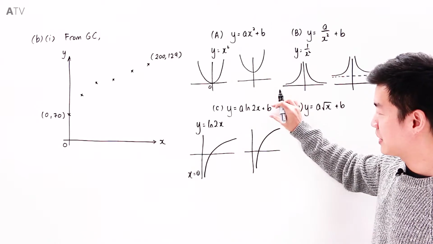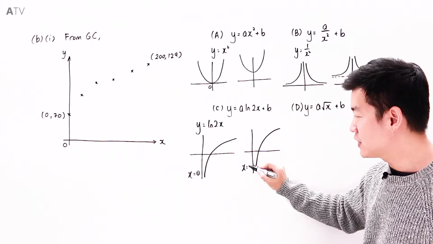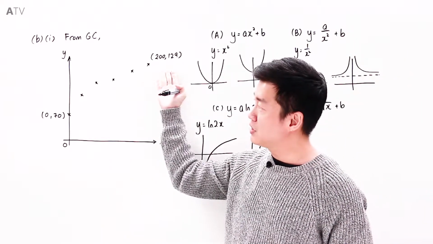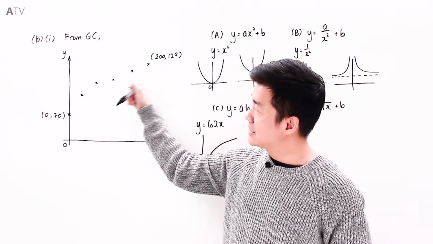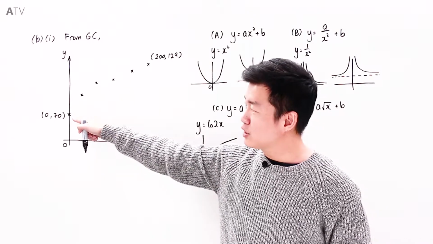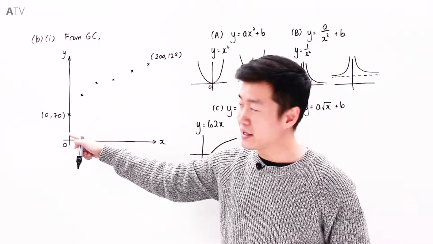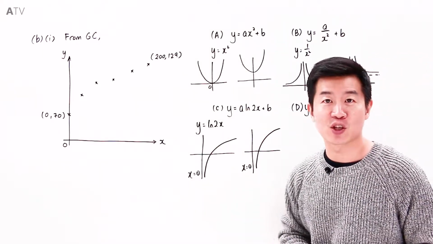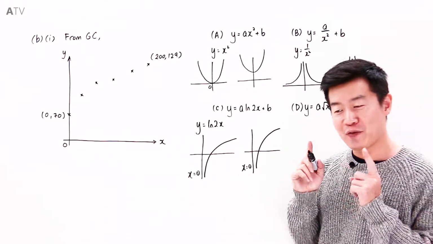It is shifted upwards by b units, and x = 0 is still going to be the vertical asymptote. Although the shape is almost a good simulation of this, we can see that this curve here is most likely going to pass through the y-axis. But this curve is not going to pass through the y-axis, since x = 0 is the vertical asymptote. So we have one last choice.